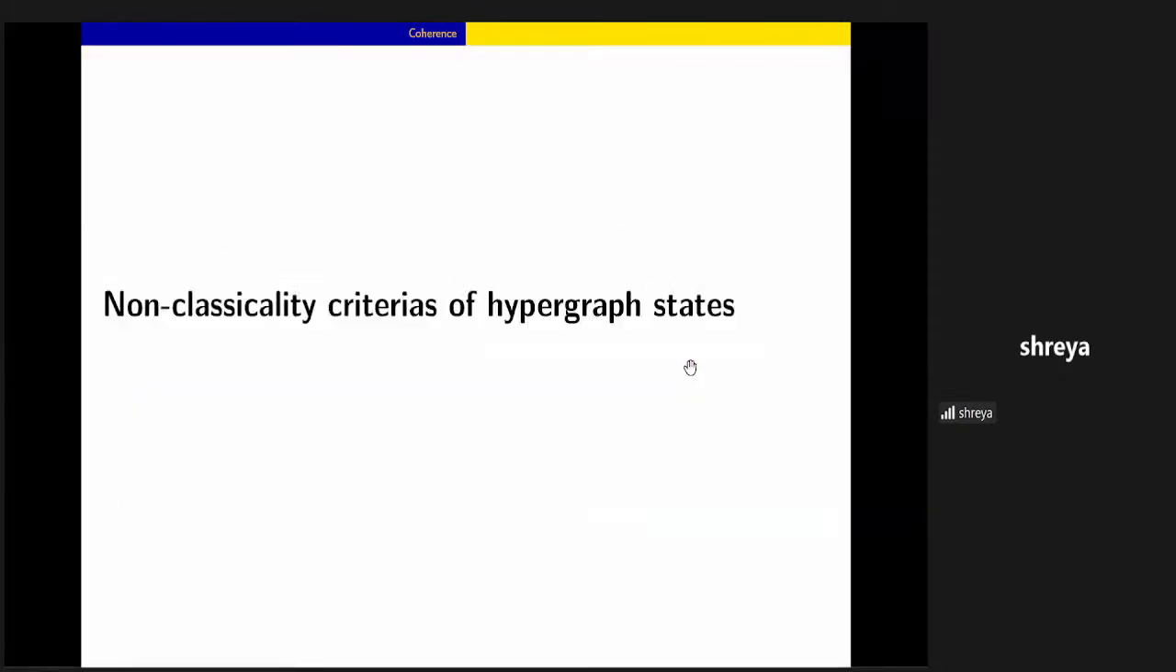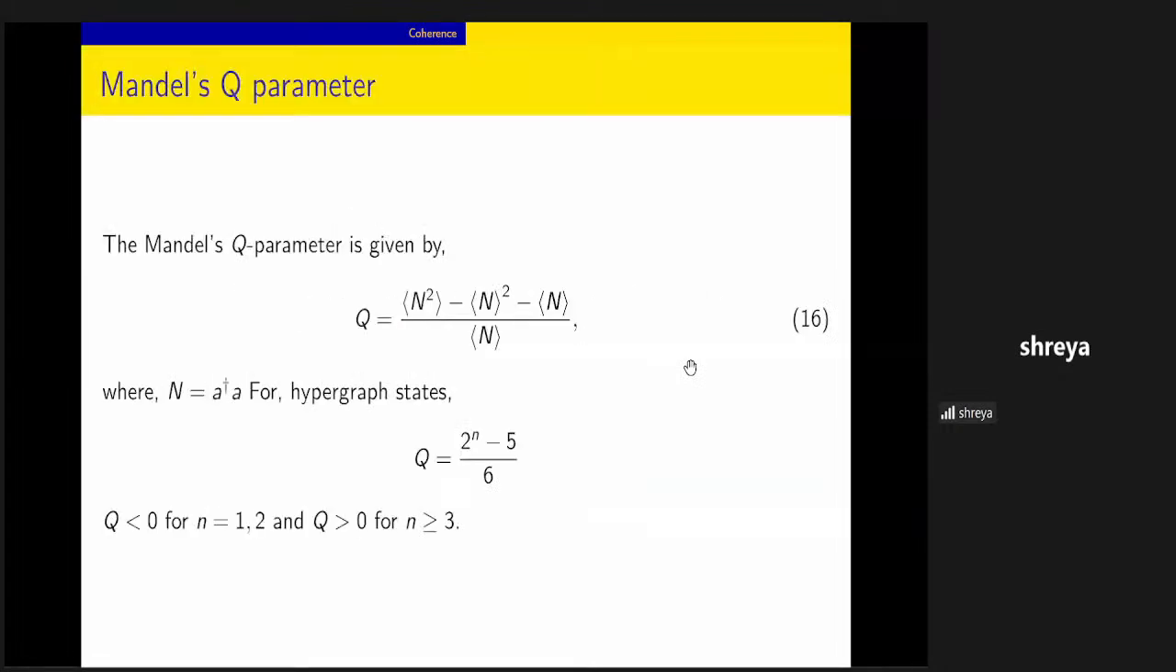Summary means I have already told. After that, we studied the non-classicality criteria. The first one is the Mandel Q parameter. Using the Mandel Q parameter, we can check the non-classicality of the hypergraph state, as it is greater than 0 for n greater than or equal to 3.